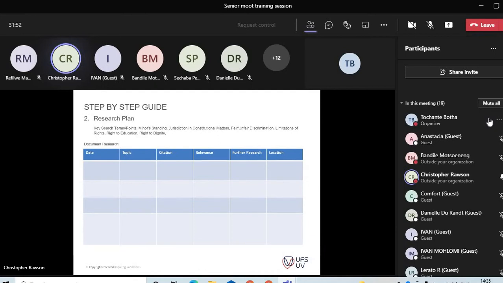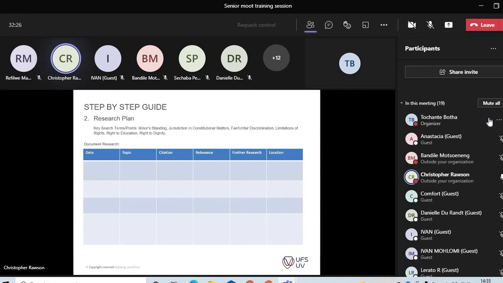I've highlighted some of the key search terms that you are going to bring out, right? I spoke about this. Minor standing, which courts have jurisdiction in constitutional matters, what is fair or what is unfair limitation, or what is unfair or fair discrimination, what is the requirement for the limitation of rights in South Africa, what is the ambit of the right to education, what is the ambit of the right to dignity, right? So these are just some of the search terms that we can elicit from the set of facts, right? We know that these are going to be the areas of law that we are looking at.